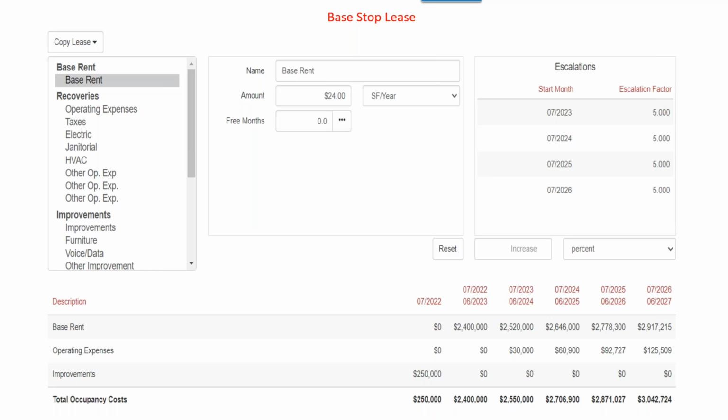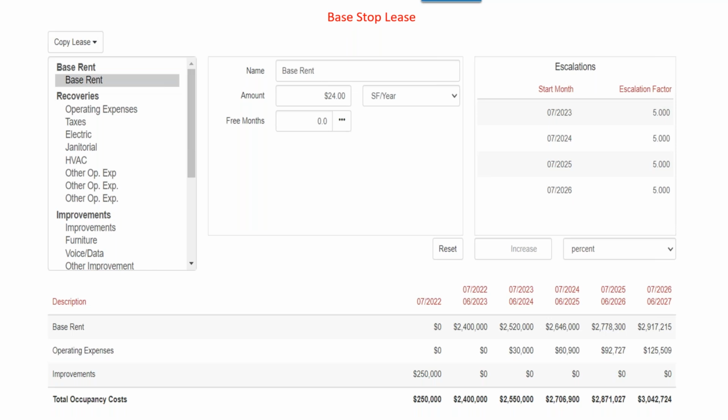Base stop lease. So we're showing some of the details for one of the alternatives here. You can see your base rent has the $24 per square foot per year. You've got your escalations that we talked about. And then you can see the reimbursements kicking in at the bottom, where you've got your base rent and your operating expenses. But that's your expense reimbursements. We should relabel that in the program, expense reimbursements, because that's what you're getting, not what you're paying. And then the improvements.